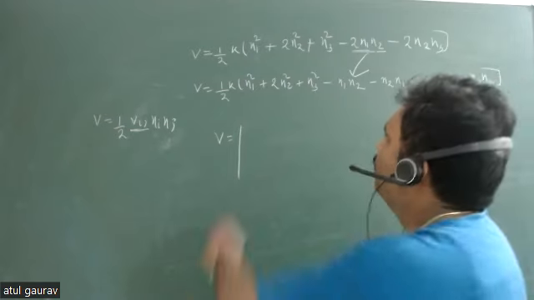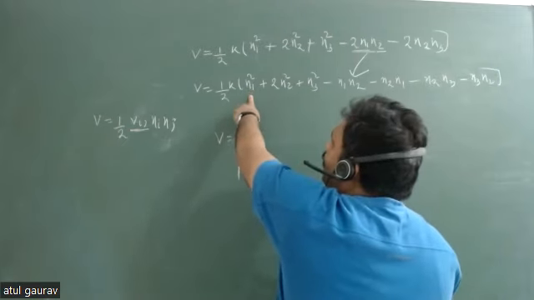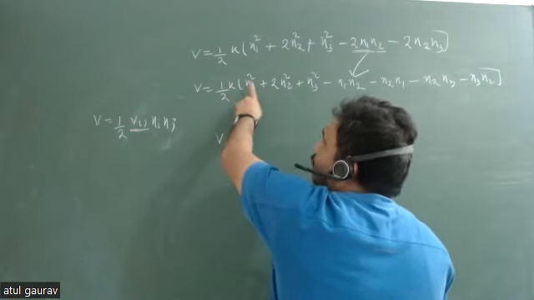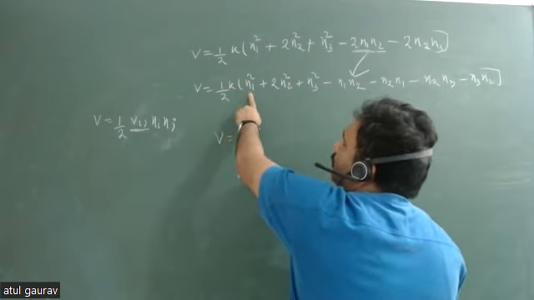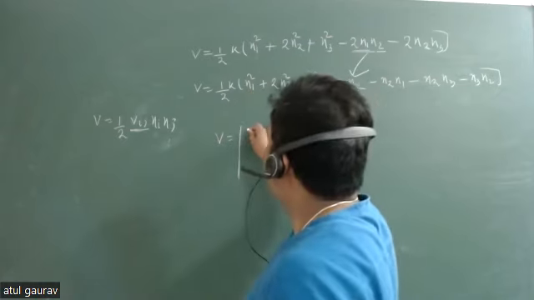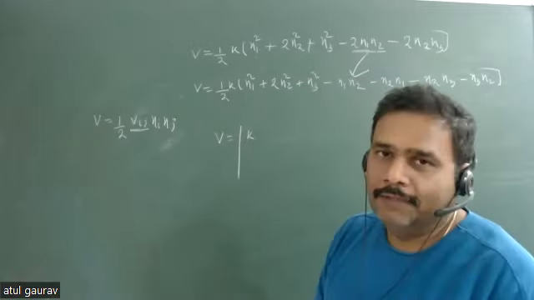Here eta 1 square is there. This is eta 1. Are you getting my point? You are a student of physics, so try to see the symmetry. Are you getting my point? Very good.